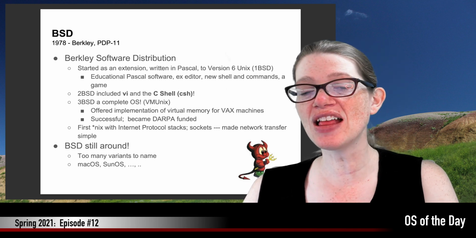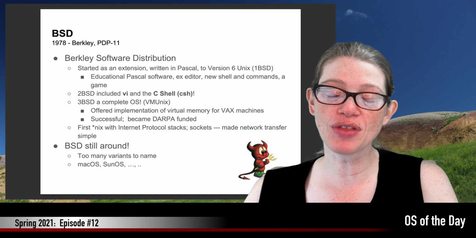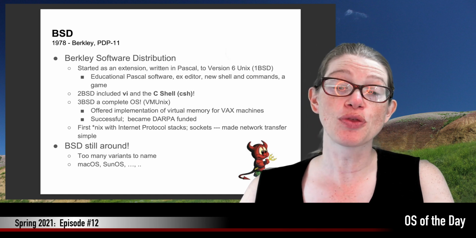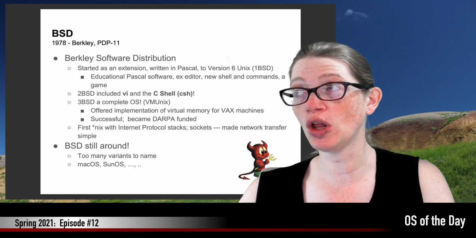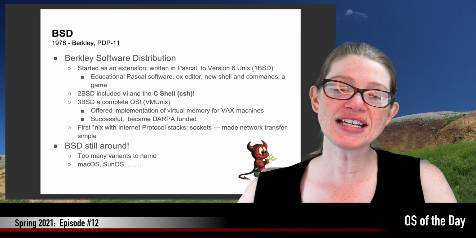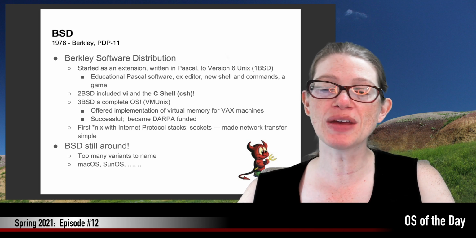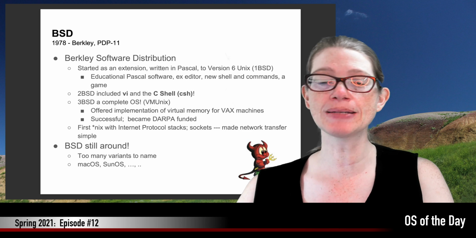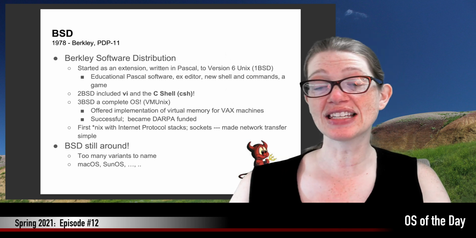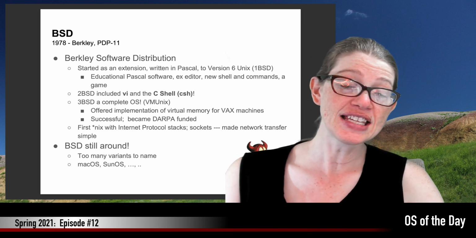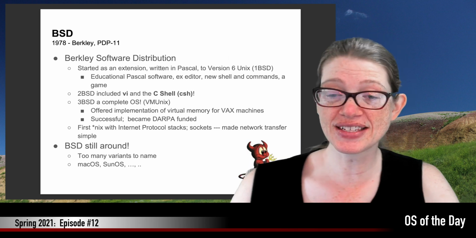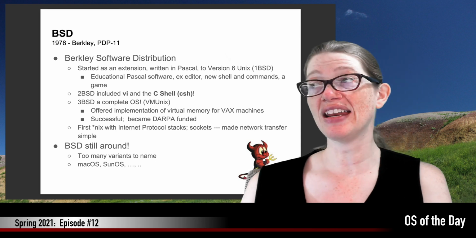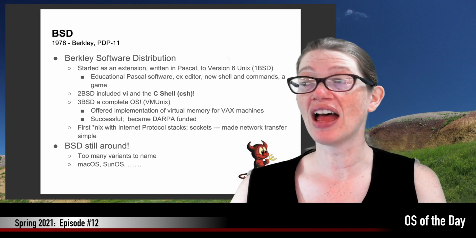Now, it was after seeing the popularity of those that they realized they wanted to make their own operating system. So 3BSD was actually a full-blown operating system. It was going to be called VM Unix because one of the things they wanted to offer was an implementation of virtual memory for VAX machines. And it was highly successful. It got DARPA funding. It's the first Unix-like operating system that had IP stacks. It had sockets and all of those lovely things to make networking work better at the time.